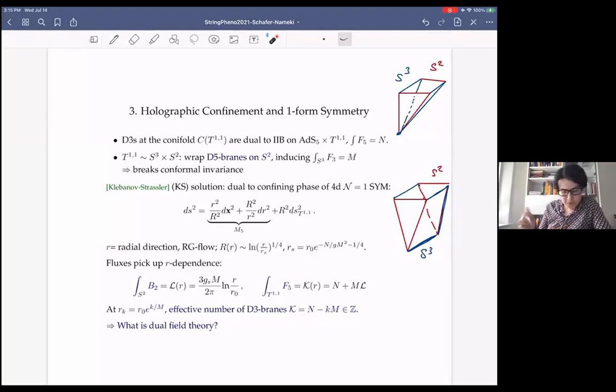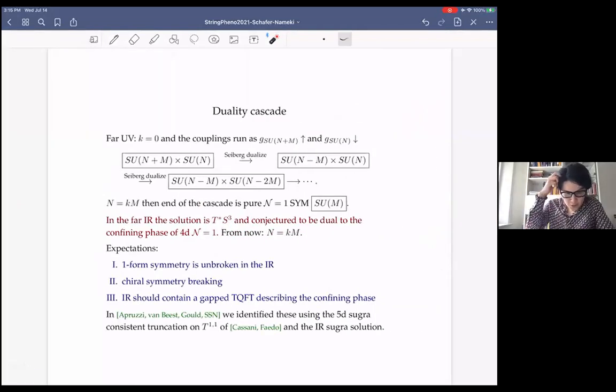And one question is, okay, what's the dual field theory? Well, that's the famous duality cascade. So in the UV, we start with something like a standard quiver gauge theory, SU(N+M) times SU(N), with bifundamental matter. And as we start the RG flow, the coupling of this one diverges. We can Seiberg dualize this and get this kind of quiver gauge theory, again with bifundamental matter. We continue the RG flow, this here becomes strongly coupled, and then we Seiberg dualize and get to this, and it continues. And if actually N is a multiple of M, then at the end of this flow, you end up with a pure SU(M) super Yang-Mills theory. And so we'll assume that's true, so that we end up with just the super Yang-Mills theory. And the conjecture is that the solution is then dual to the confining phase of 4D N=1 super Yang-Mills.